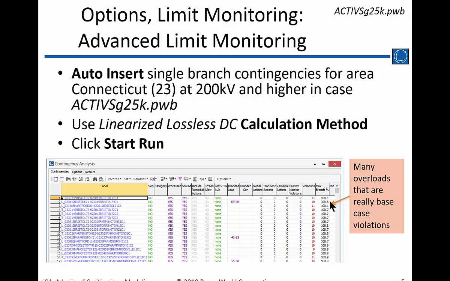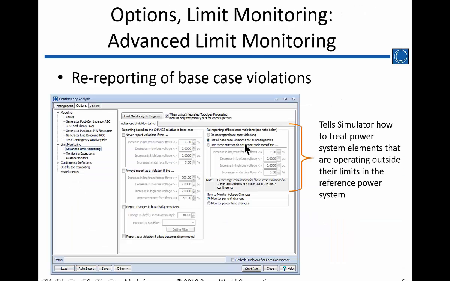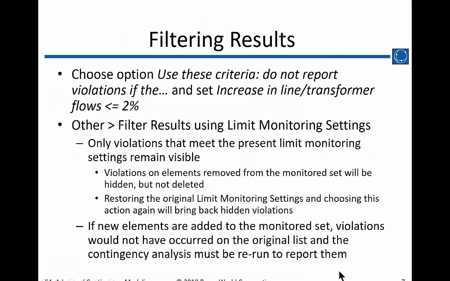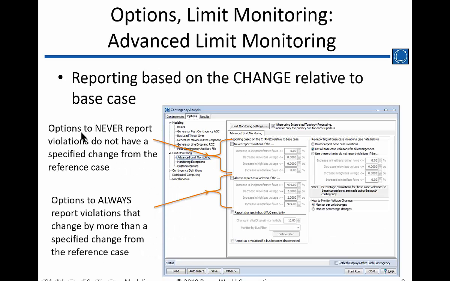So yeah, this slide just shows when we initially ran the contingency analysis, we ended up with a bunch of base case violations that get re-reported. This explains what you can do with the re-reporting of base case violations. And then this is the option that we took by setting a threshold of 2% to not report if the change is less than that. And then this just explains how you can use the filter results using limit monitoring settings option under the other tab to clean those up.